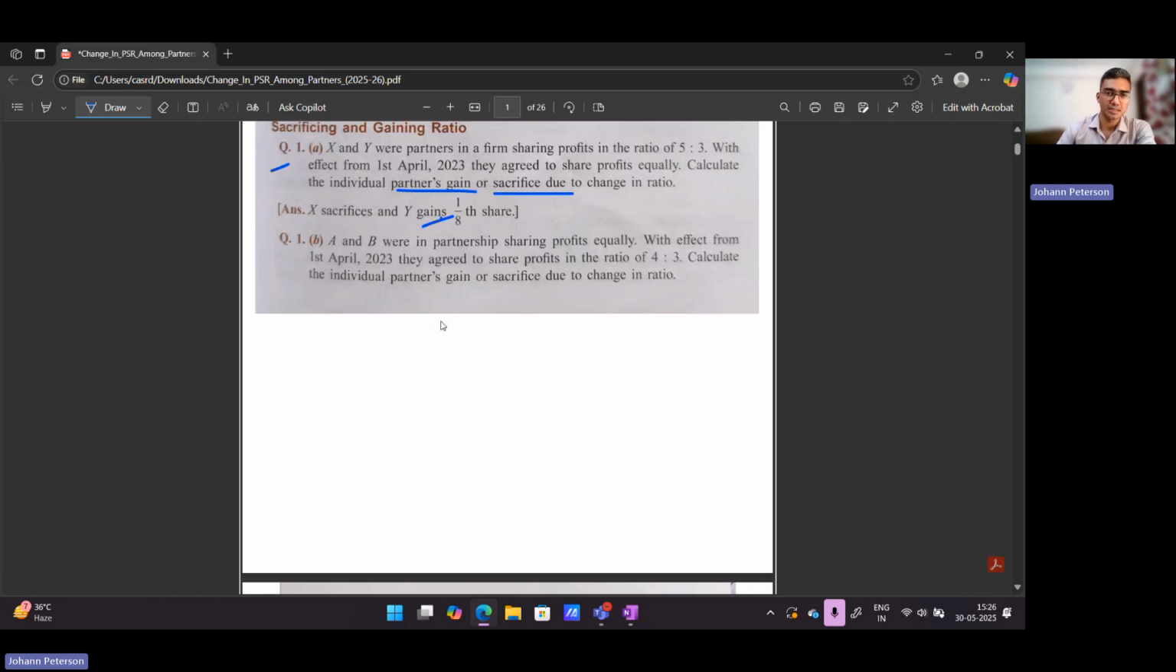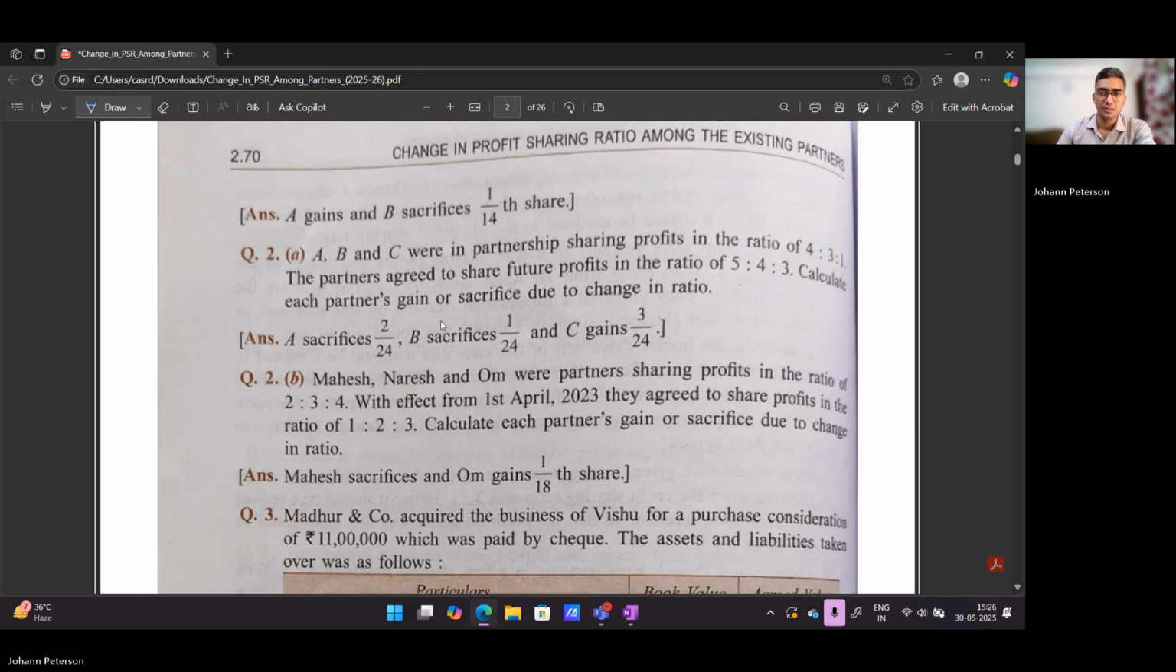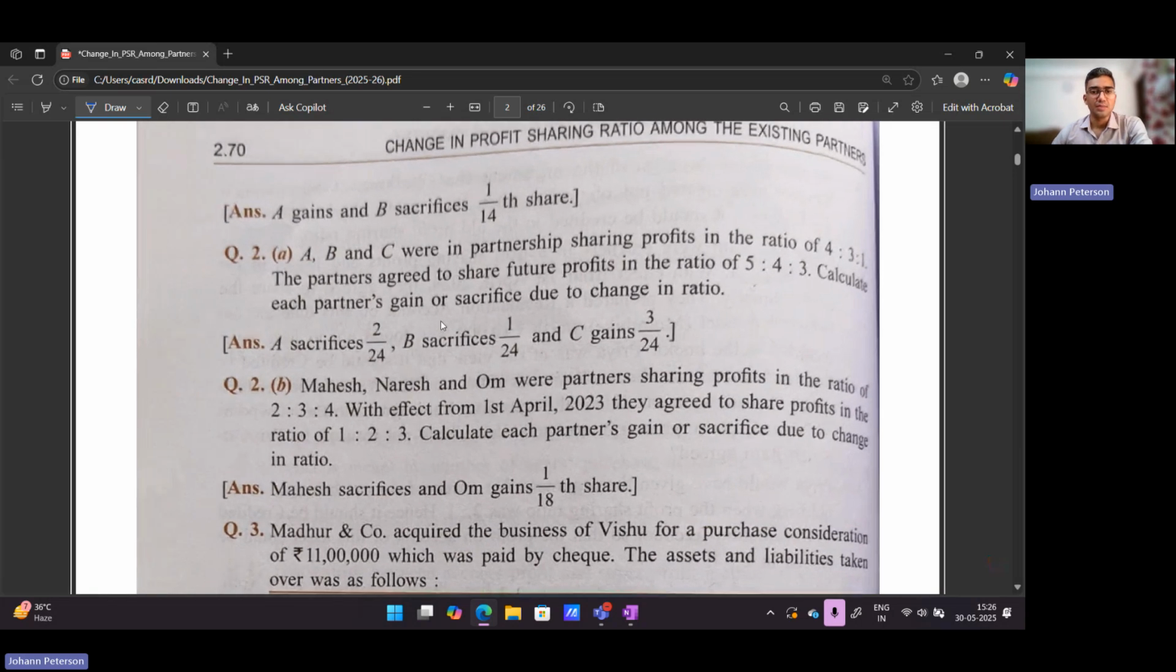Let's go to the next. So let's come to the second question. It says A, B, and C were in partnership sharing profits in the ratio of 4:3:1.